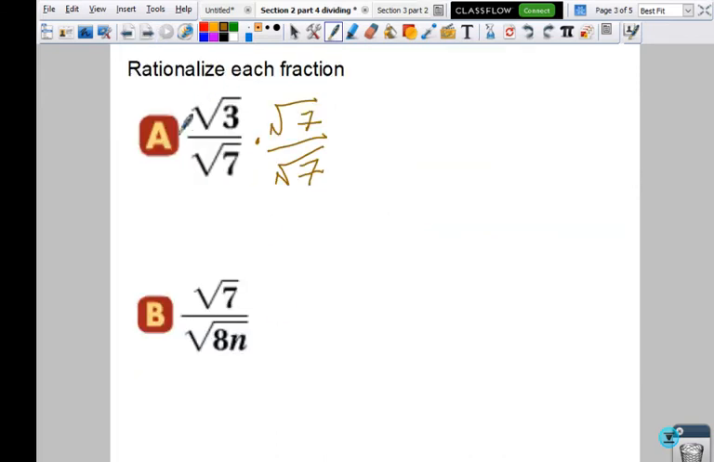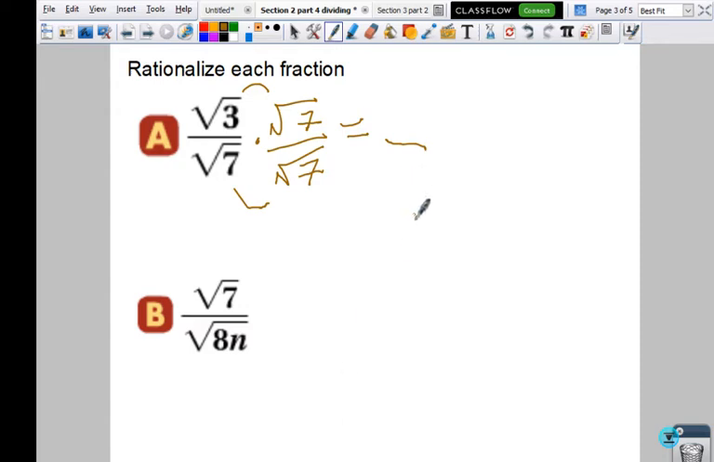Alright, so we're going to do part A here. Square root 3 over square root 7. I'm going to rationalize by multiplying by square root 7 over square root 7. And we just need to go through and multiply the top parts together, multiply the bottom parts together. And let's see if you remember. Kinsey, what's square root 7 times square root 7?